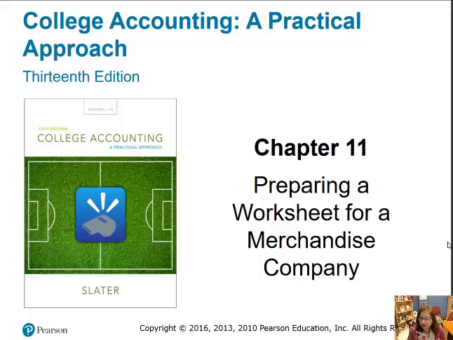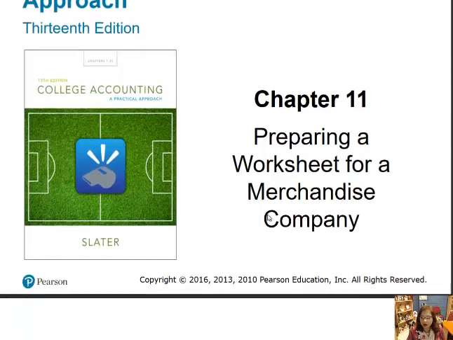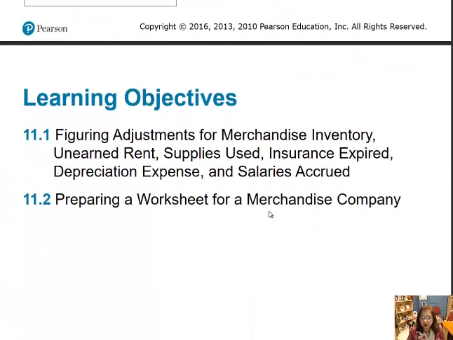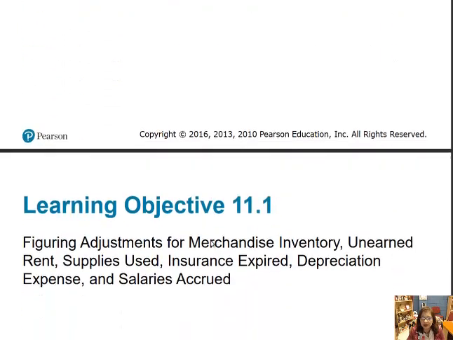Hello, here we go. Chapter 11, preparing a worksheet for a merchandise company. We've already gone through a lot of the information, but now we're going to look at inventory in a little more detail. Remember the insurance expired, and we're going to go back to depreciation, so you'll need to remember that as well, and salaries. Then we're going to look at preparing a worksheet for a merchandise company.